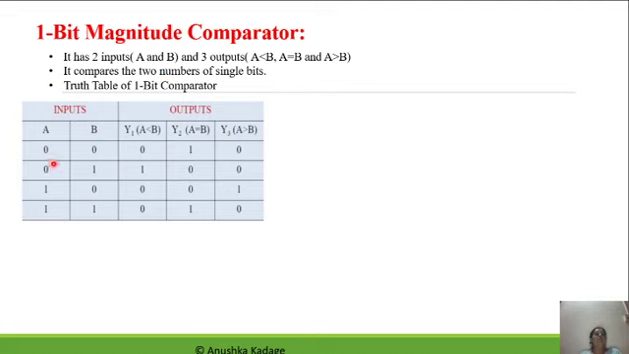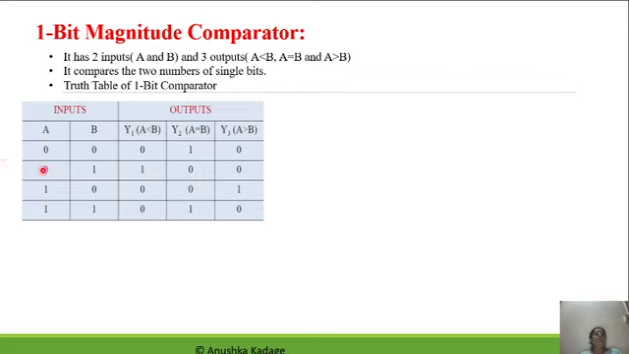For the 1 bit magnitude comparator, the possible input combinations are presented here with these 4 input combinations. Now let's take the input value as 0, 0. Here the magnitudes of A and B are the same. That's why for the output indicating A equal to B, only one will be set. For these two the value will be 0.